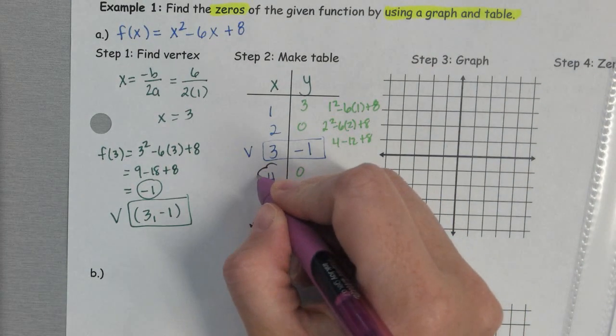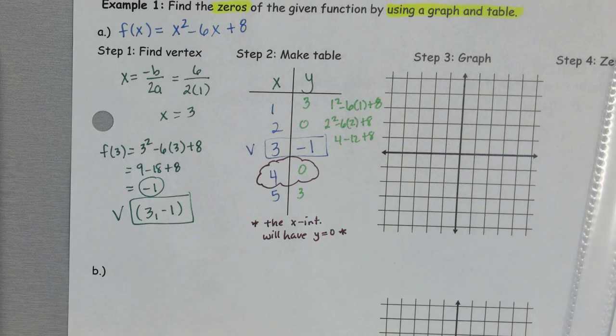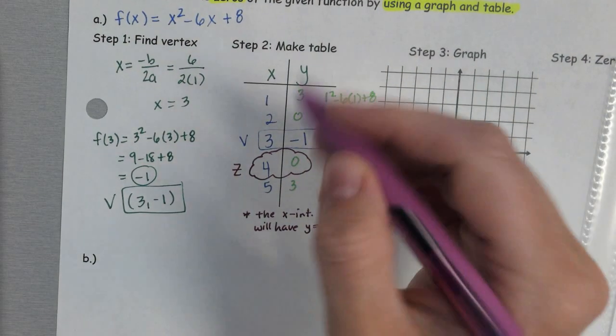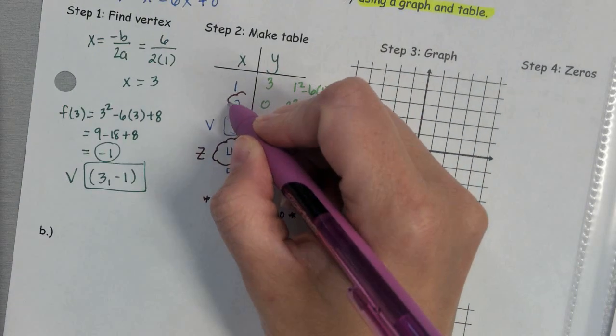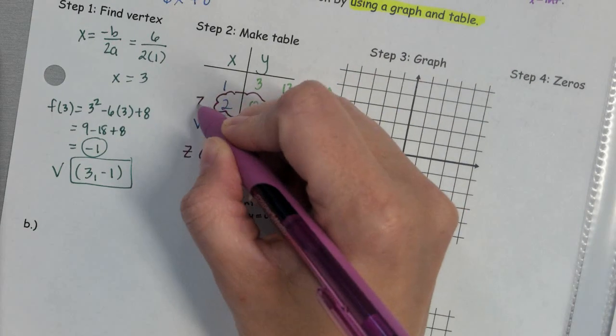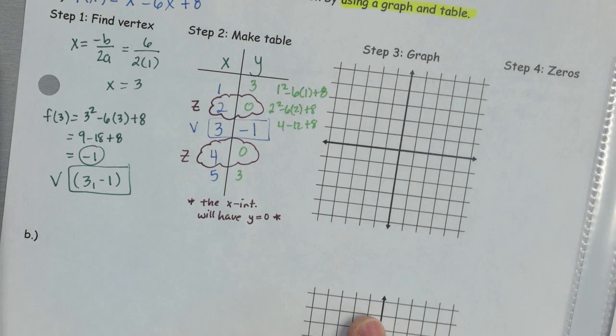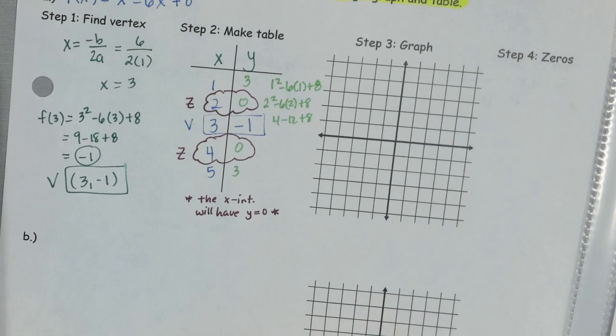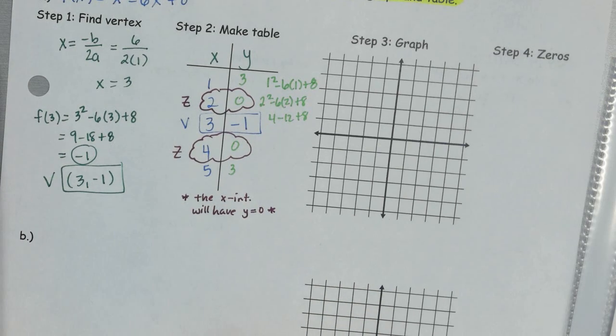So if the y value is 0, we're going to label that as our z. That's a 0. This is a 0. So we got z's and v's. We got zeros and vertex. Okay, so now we're going to graph it.